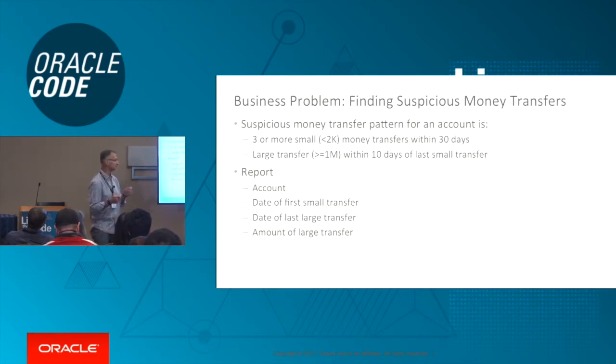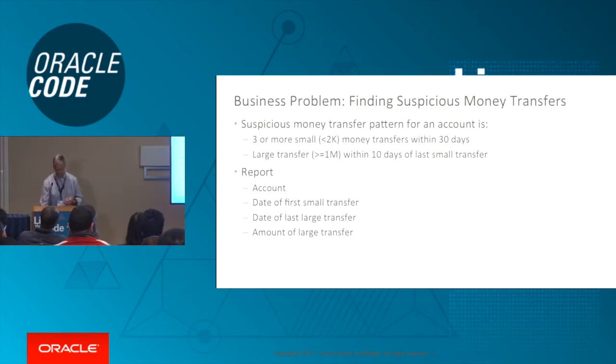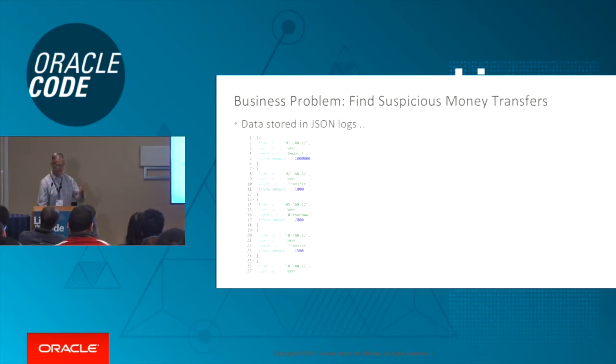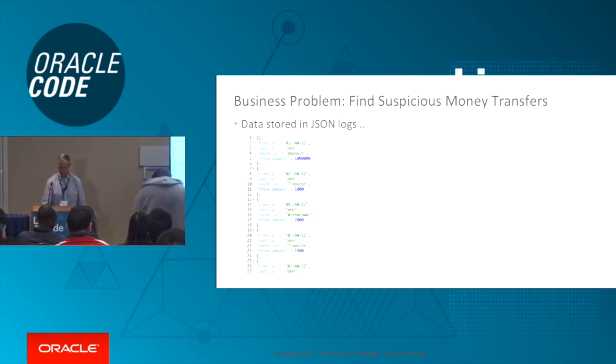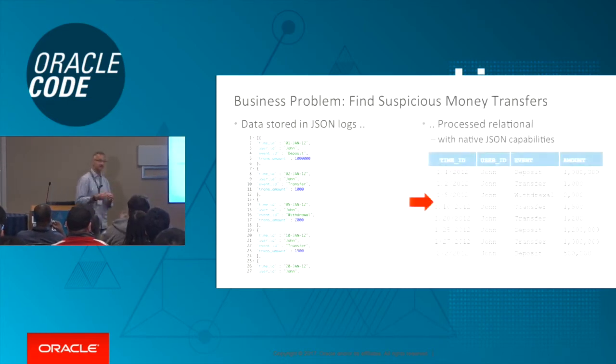So this is the pattern that we're looking for, and what we want to see reported from our analysis is when did the pattern start, when did the pattern end, and what was the amount of the large transfer. And we're now going to step through a simple example using 10 records or so. The data, in that case, comes from a transactional log in a JSON format, which is a format that the database natively speaks by its built-in schema on read capability.